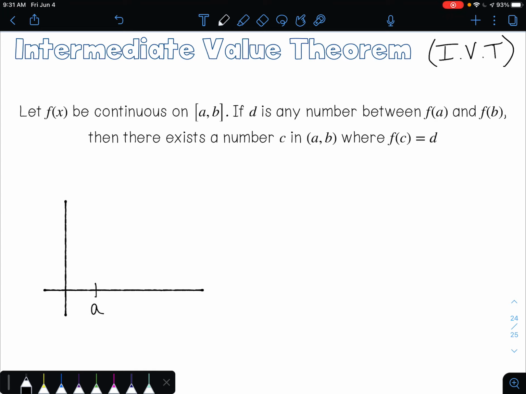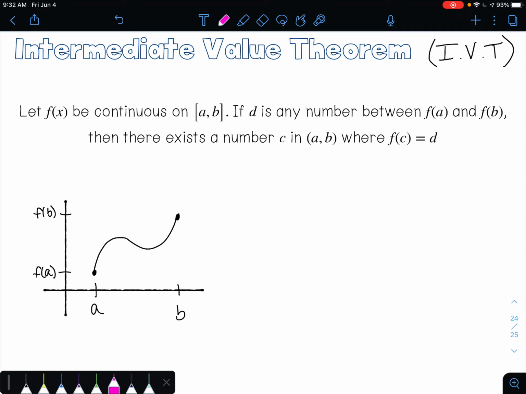So what this important theorem tells us is that if f of x is a continuous function on a to b, so something like this, so we say this is a, this is b, I don't know. Maybe something like that. It could look like anything in between the points. Just a continuous function. It says then if d is any number between f of a and f of b.